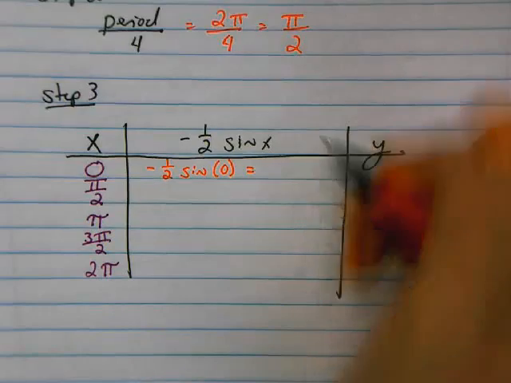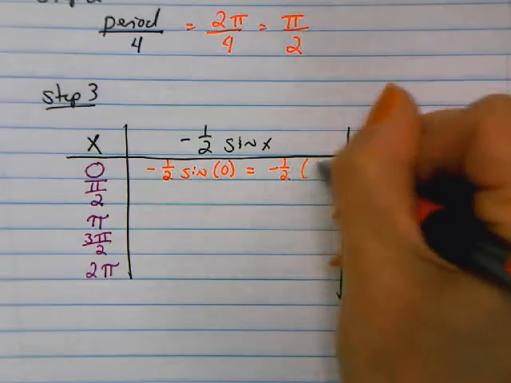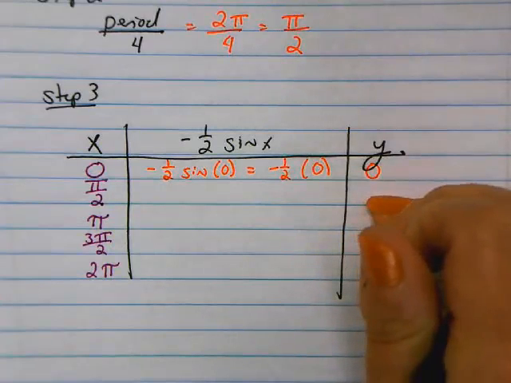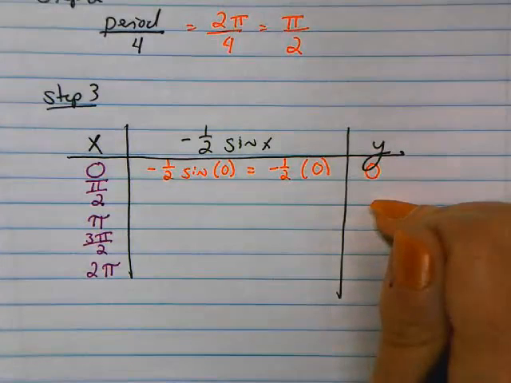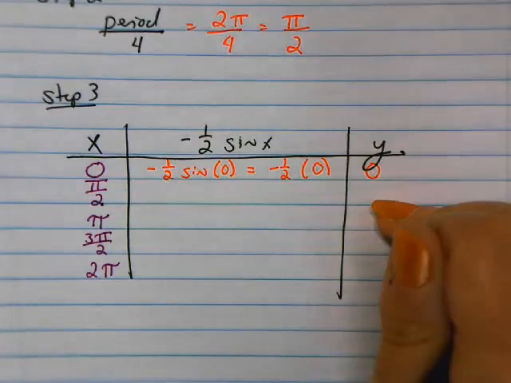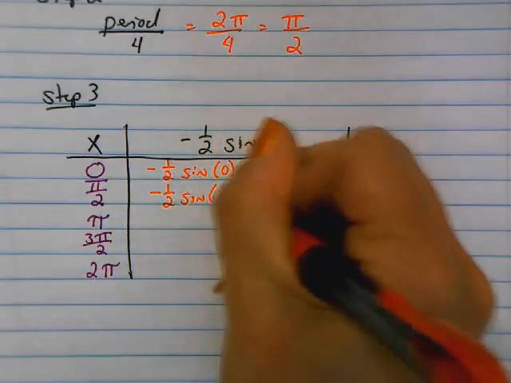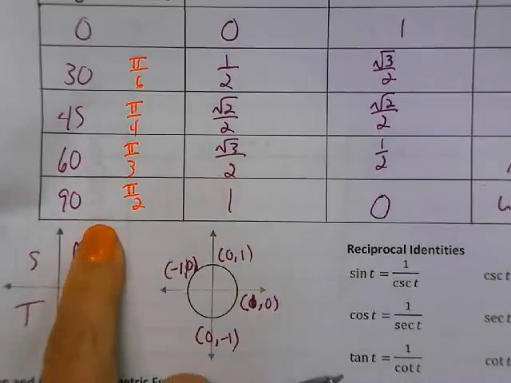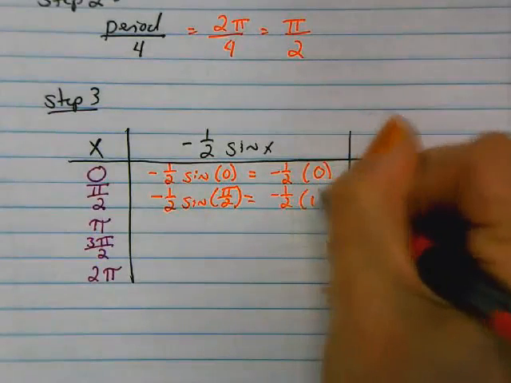What do you think your next value will be? It's a great question. Some of you, I bet, are thinking it's going to be negative 1/2. Some are thinking it's going to be positive 1/2. So let's see what it is. Negative 1/2 the sine of pi over 2. Where do I get the sine of pi over 2? Go to your chart. Sine pi over 2 is 1. So it's negative 1/2 times 1, which is negative 1/2.